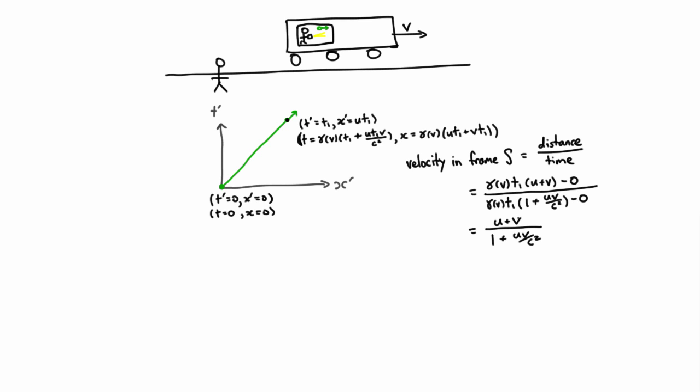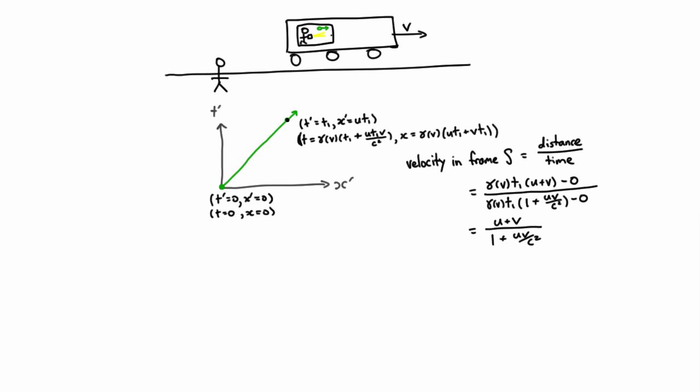Now, does it have the right units? Yes, that's velocity. This is dimensionless, so the bottom is dimensionless. So it's got the right units. It's got the right Galilean limit. As u and v are much smaller than c, this denominator is roughly 1, and so it's just the addition of velocities. And that's exactly what we'd expect.